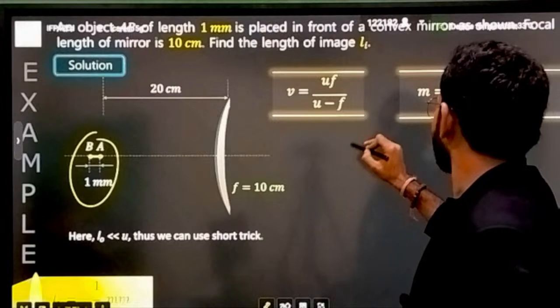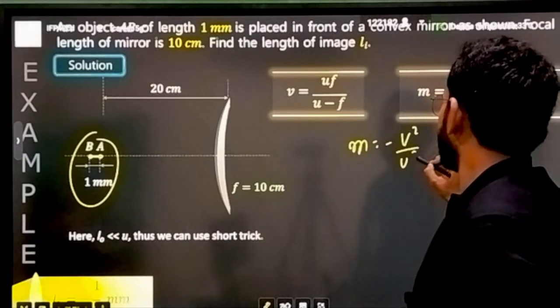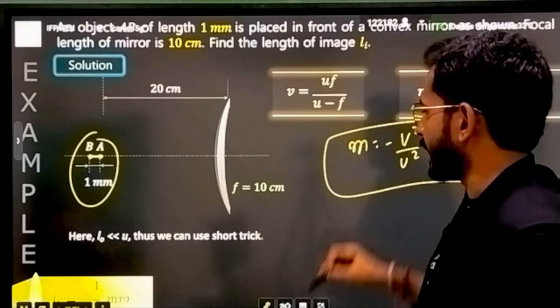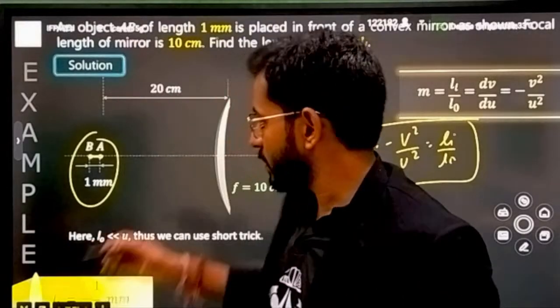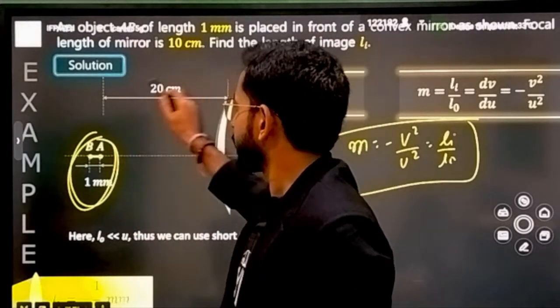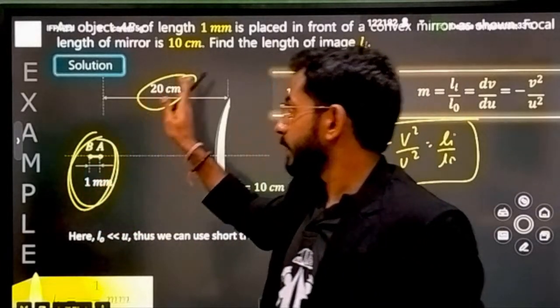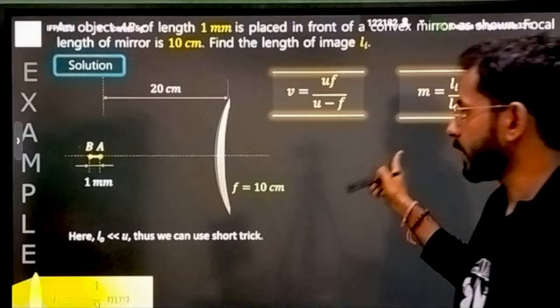And in that case, the formula is m is equal to minus of v square by u square, and it can also be written as length of image divided by length of object. So directly in these kinds of cases you can apply it, but there is a condition that this distance should be very small, negligible in comparison to this one. So here it is a fair amount of difference. Here it is 1 millimeter and here it is 20 centimeters. So there is a decent difference between them. Clear?